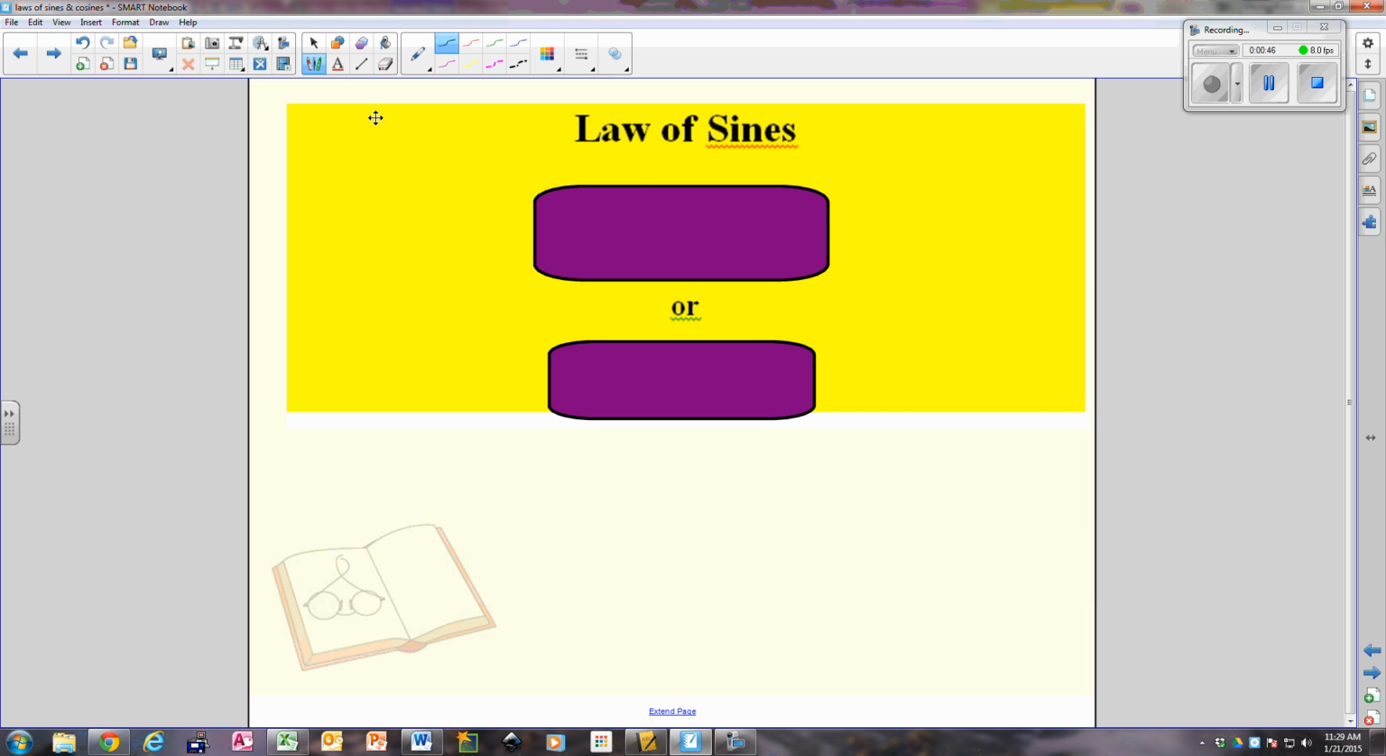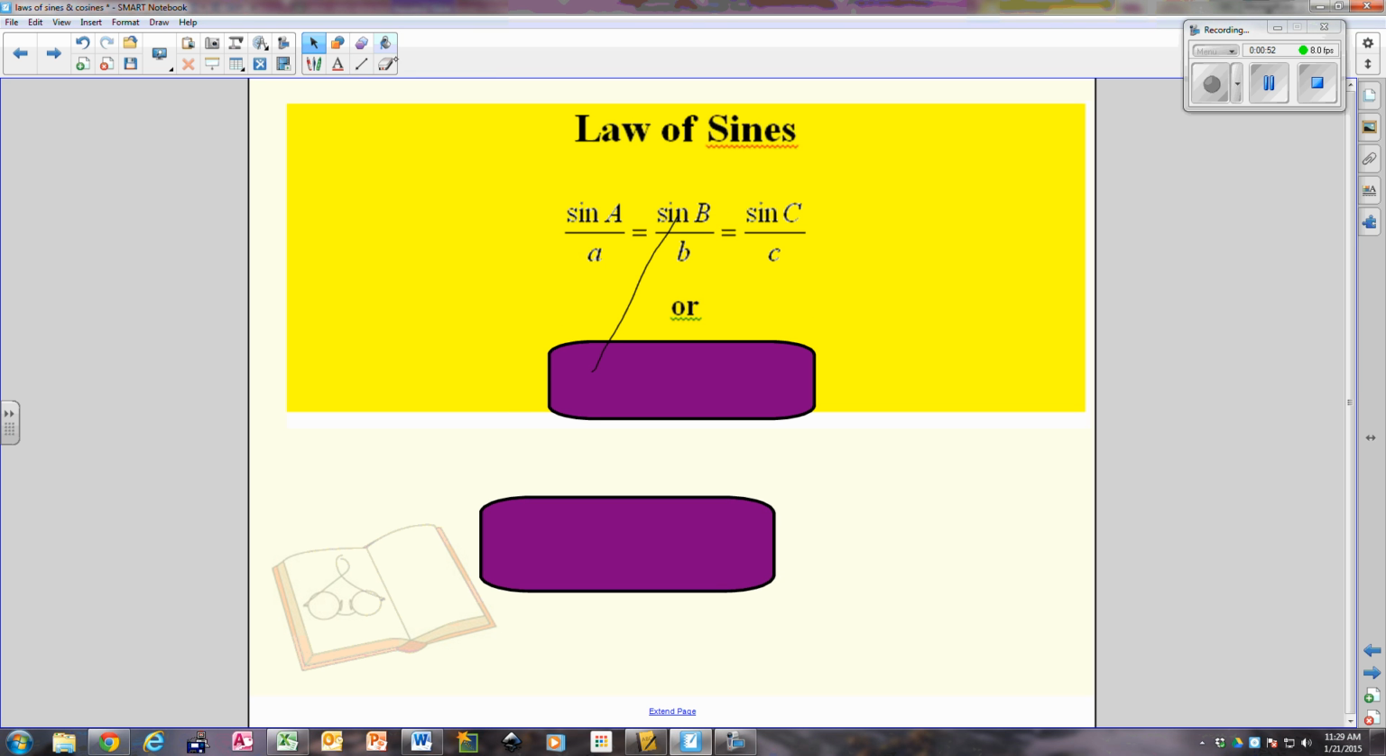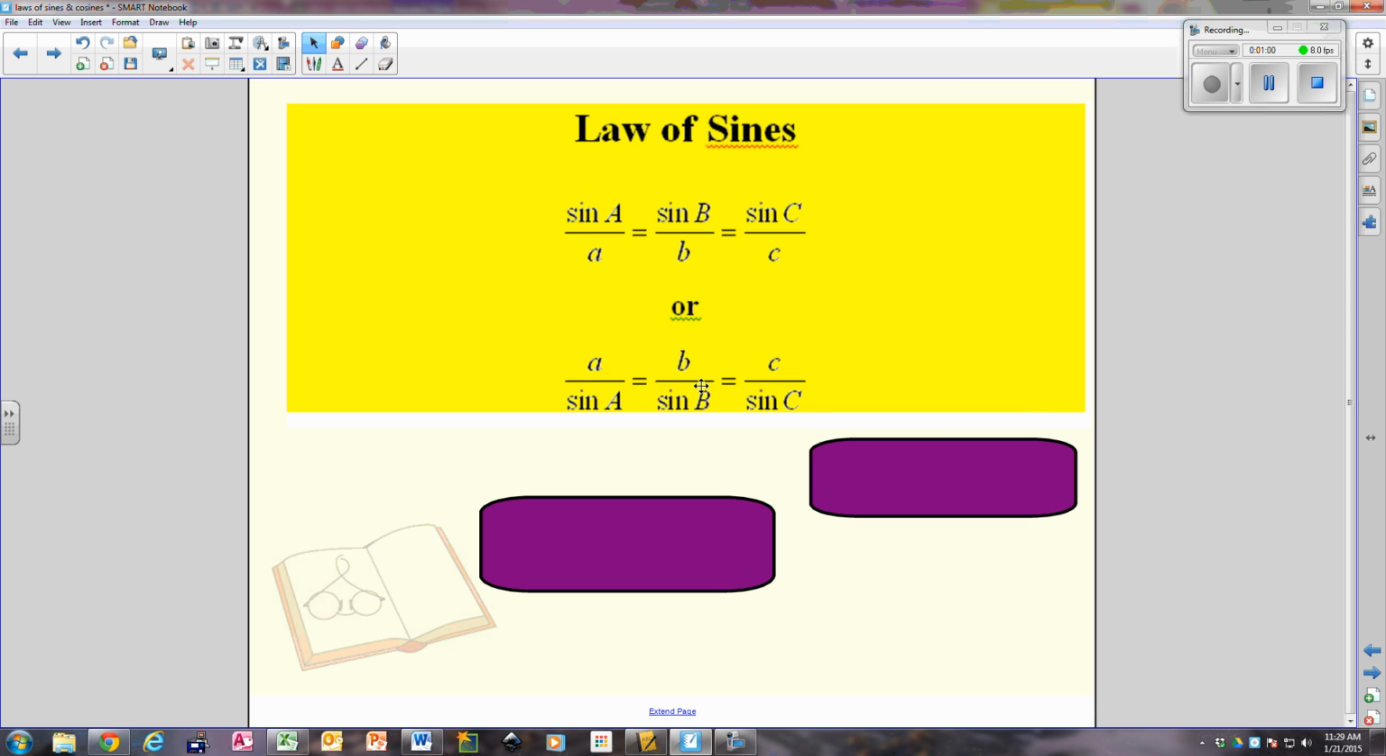So the way it's going to look is, you're going to have the sine of A over A equals the sine of B over B equals the sine of C over C. Or it may be flipped. It may be the side over the sine of the angle, the side over the sine of the angle, the side over the sine of the angle.